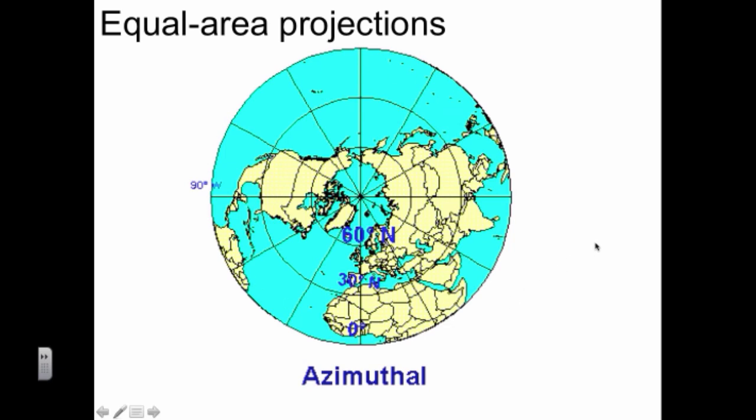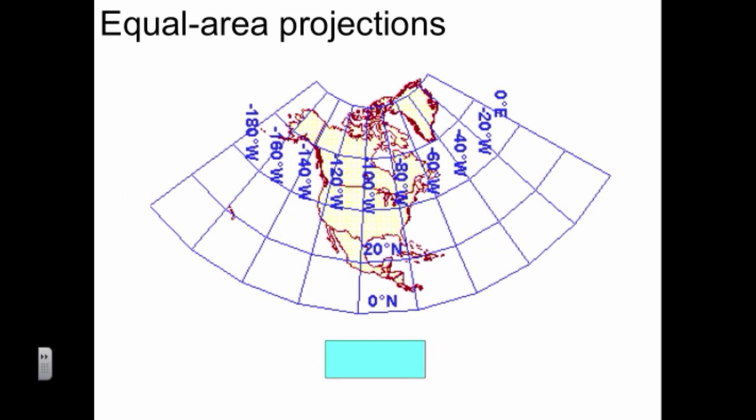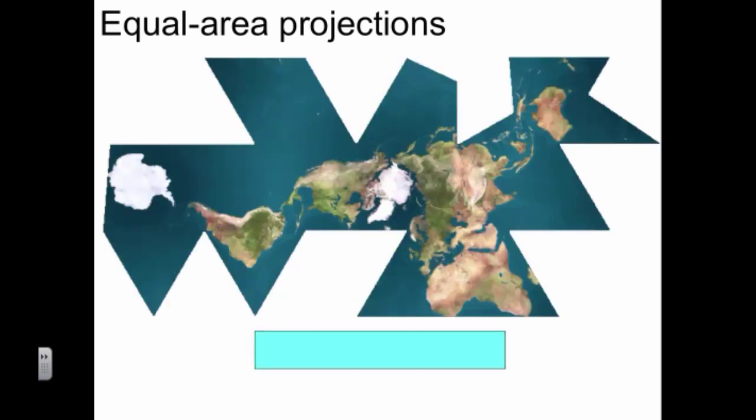But you need to know these words. This is a Mollweide projection. And again, you can see where the idea is to maintain the equal area, not so much worrying about the angular preservation of the polygons. You can see this one. This is a conic projection, as we had seen before.